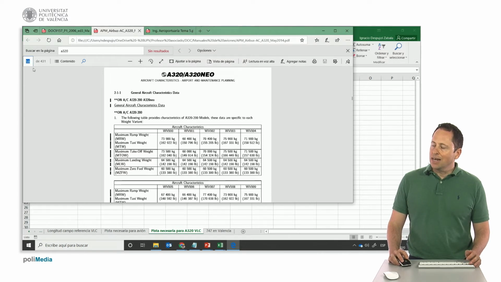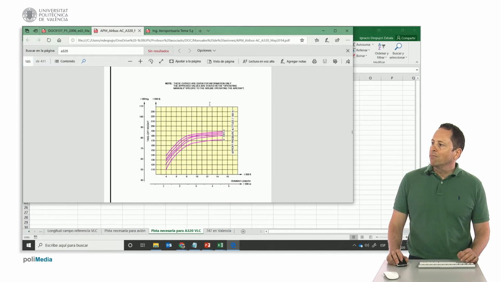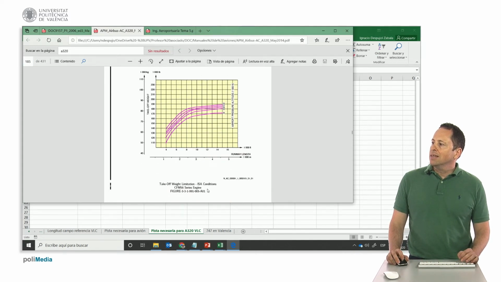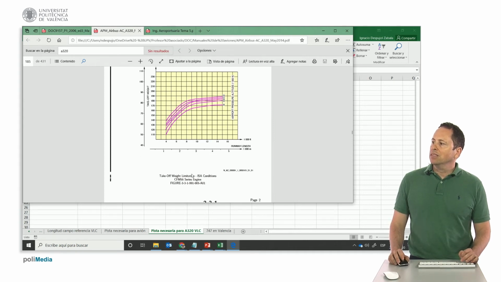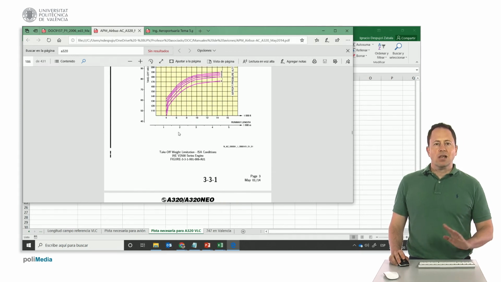Then we have to seek in this manual, in which I have already sought the pages and graphs. They are on page 185 and give us some graphics for temperature in ISA conditions, for a type of engine CFM56 and for another type of engine IAE V2500. We are going to assume that we have CFM56.